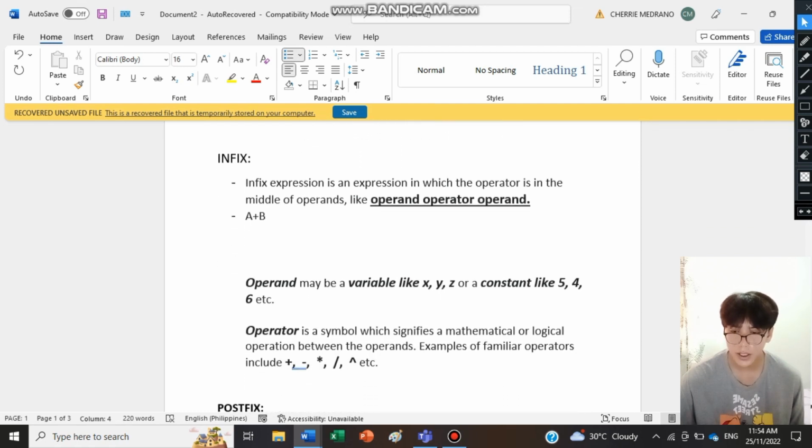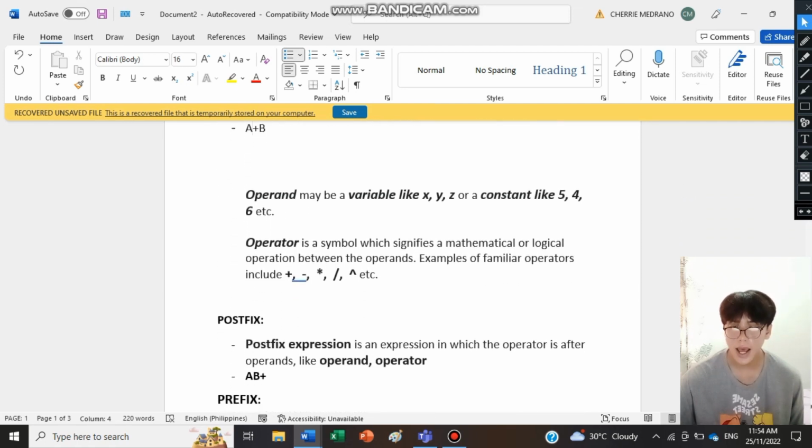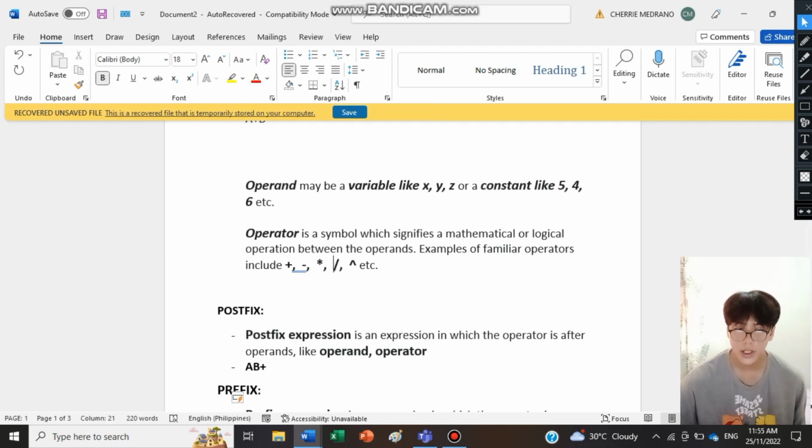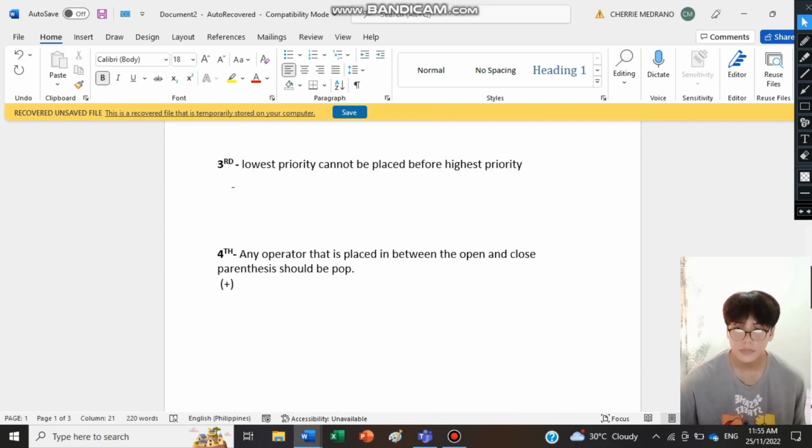Next, we have the operand. An operand may be a variable like x, y, z, or any letter, or it can be a constant like 5, 4, 6, 7, and so on. Operators are symbols which signify a mathematical or logical operation between the operands. Examples of familiar operators include the plus, the minus, the multiplication or asterisk, the division or slash, and the exponent.